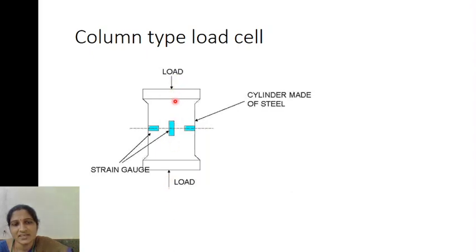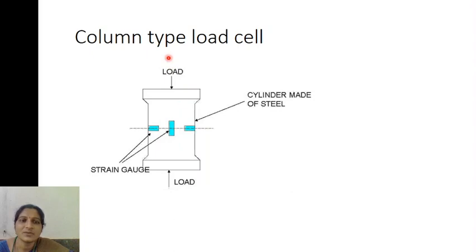Whenever you apply load on this cylinder, the strain gauges will experience tension or compression. Because of the tension or compression, the strain gauges will have a resistance change. That resistance change can be measured by using the Wheatstone bridge. These four strain gauges can be connected to the four arms of the Wheatstone bridge. Whenever the load is not applied, the bridge is balanced and there will not be any deflection.